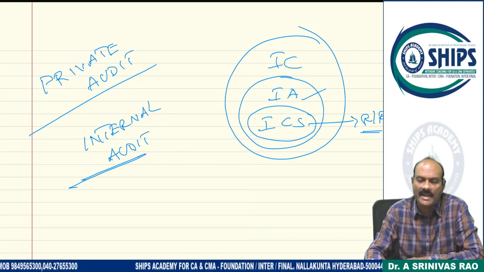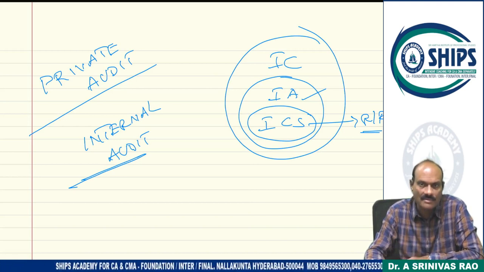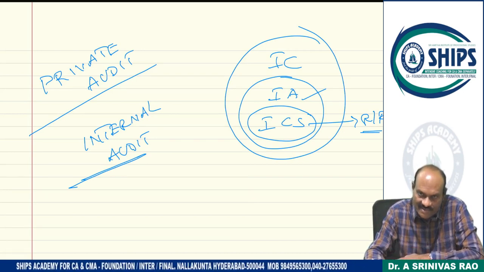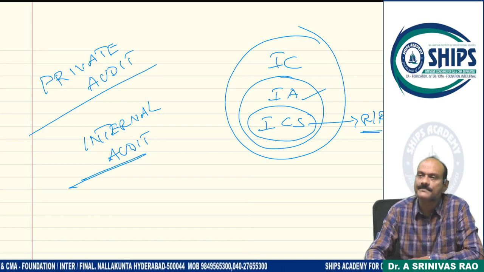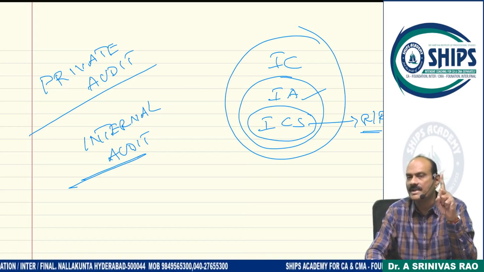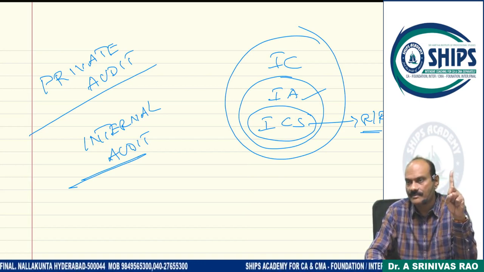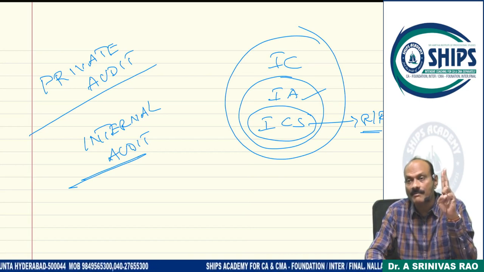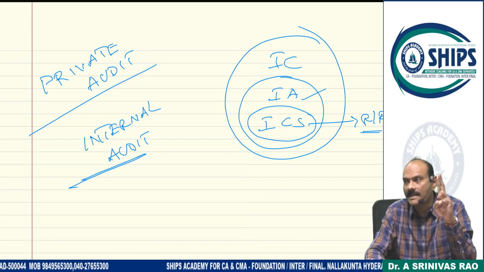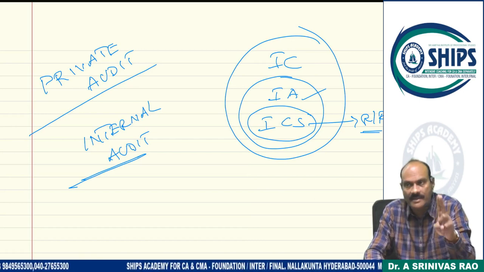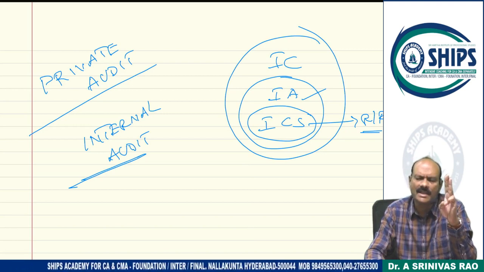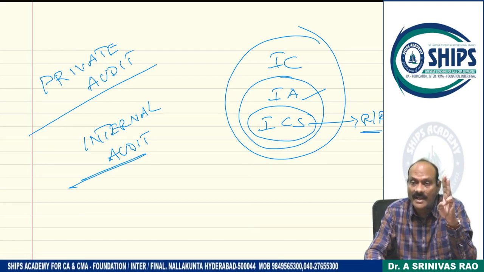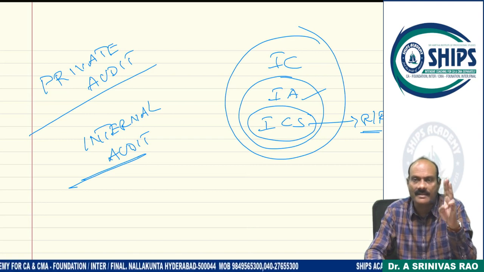Internal audit is not mandatory for all companies. There is one monetary threshold. If that monetary threshold is satisfied, internal audit is necessary. Otherwise, it is not necessary. So internal audit is not compulsory for all companies. Internal auditors are appointed by management. Listen carefully. Internal auditors are appointed by management. An internal auditor need not be a qualified CA. Any person, even an accountant, can be appointed as an internal auditor.